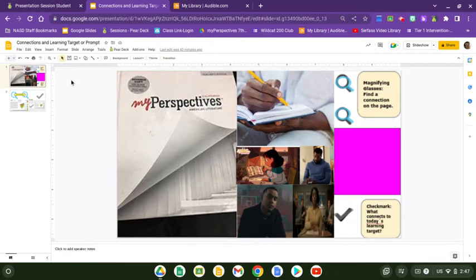Welcome back. We are now going through chapter two again, but this time we're going to be looking for connections and learning for things that connect to today's learning target. Almost always, the learning target and the TDA writing prompt are at the top of every single page.